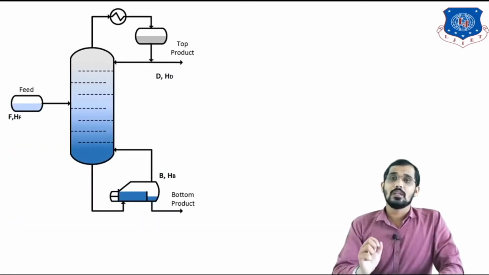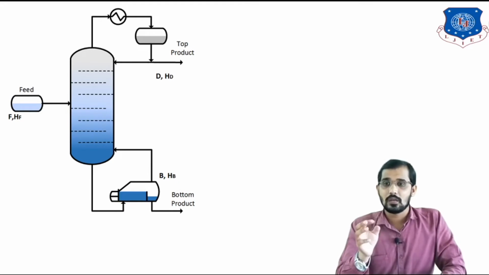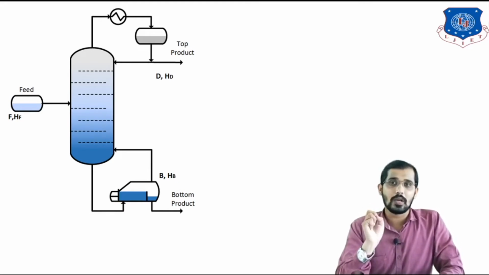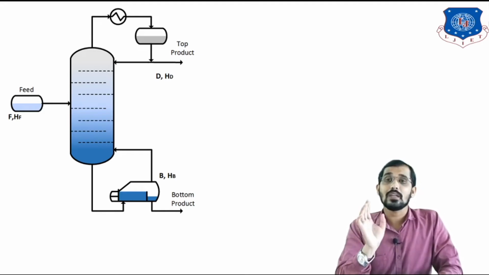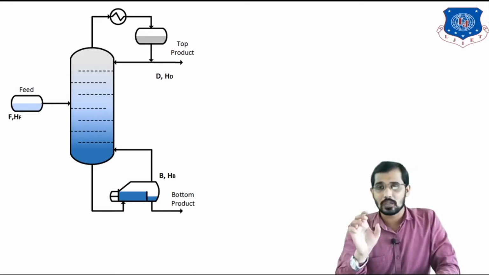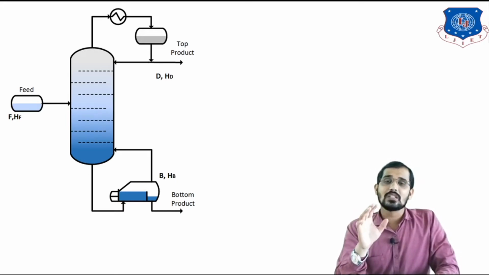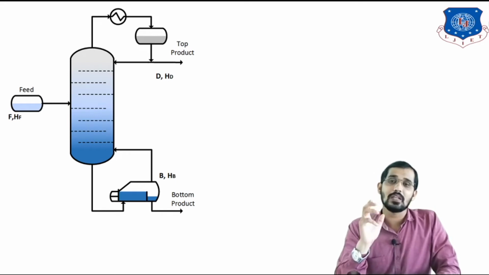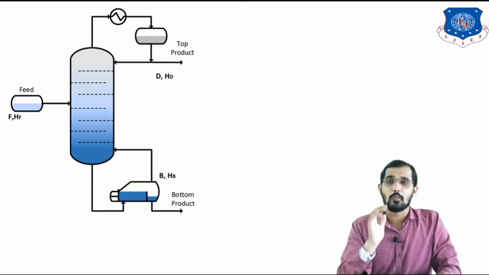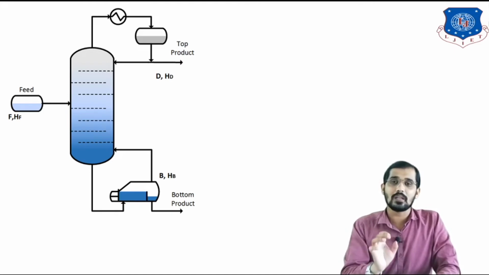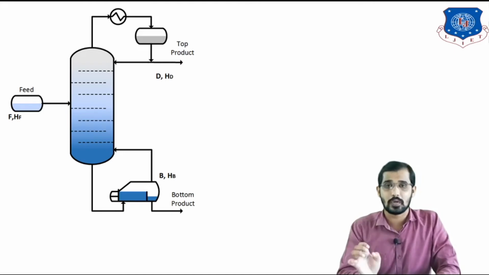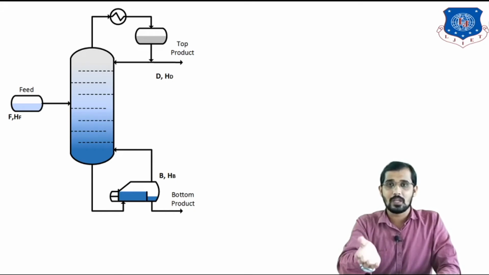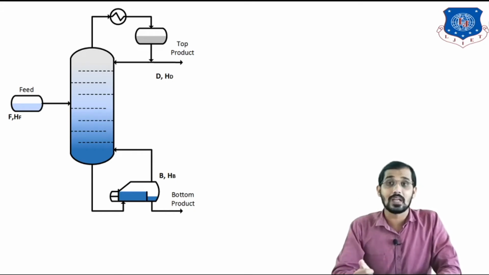Now you can see this is the distillation column, which consists of the condenser and reboiler, and F is the flow rate of the feed. HF is the heat associated with the feed. After that, D is the flow rate of the distillate, and HD is the heat associated with the distillate, and B is the bottom product, and HB is the heat associated with the bottom product. So below is the reboiler, and above that is the condenser.